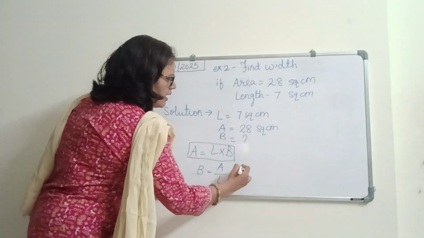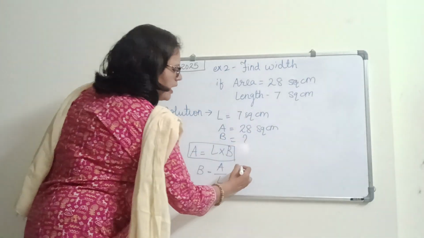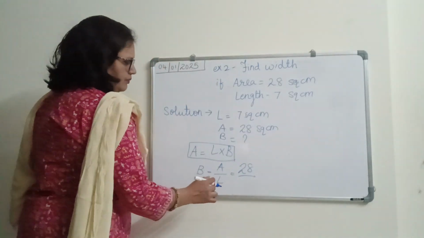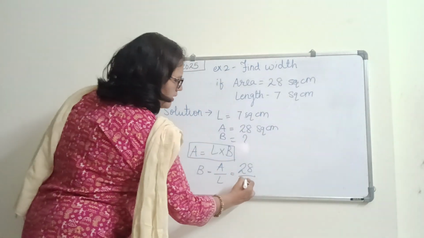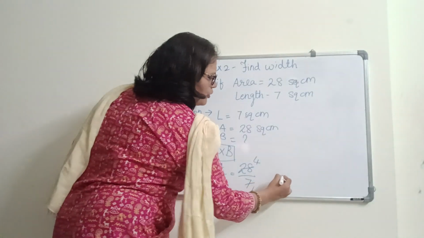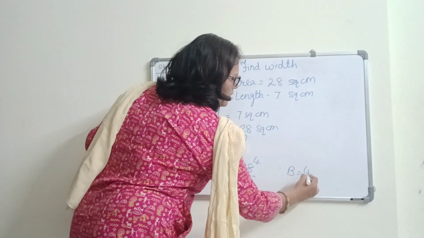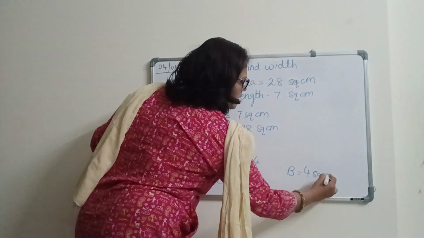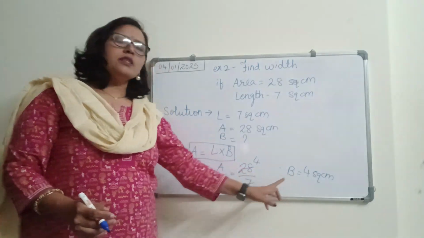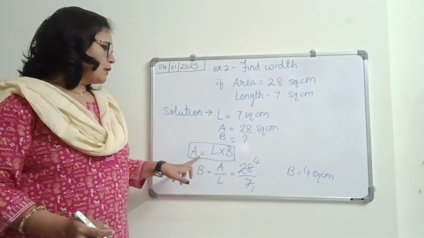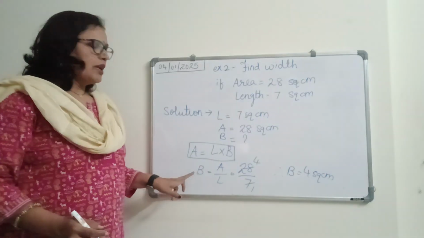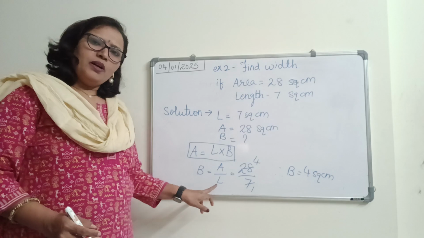So what is A? A is 28 divided by L, L is 7. 7 ones are 7, 7 fours are 28. Therefore, B equal to 4 centimeter. So what is the value of B? You got the value of B is 4, because area is equal to length into breadth. So then breadth is equal to area upon length.